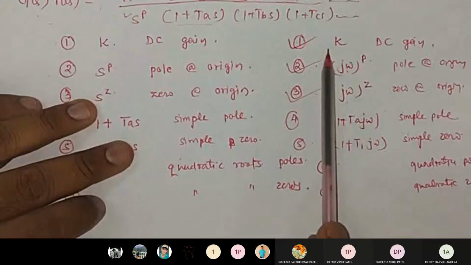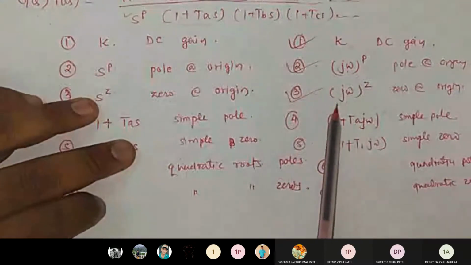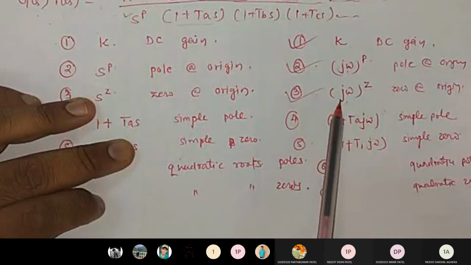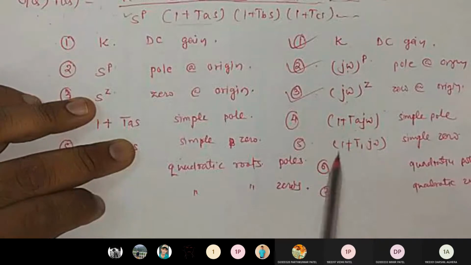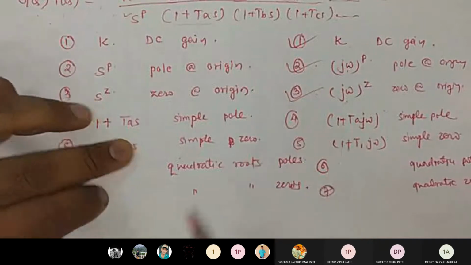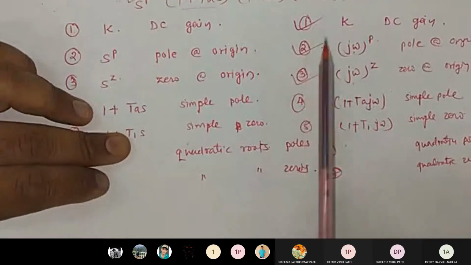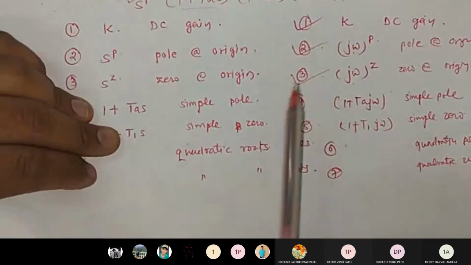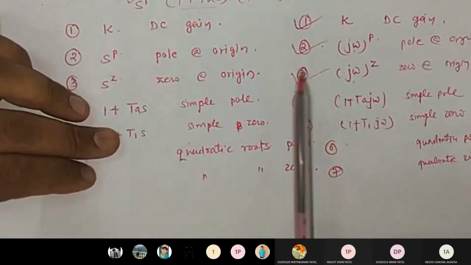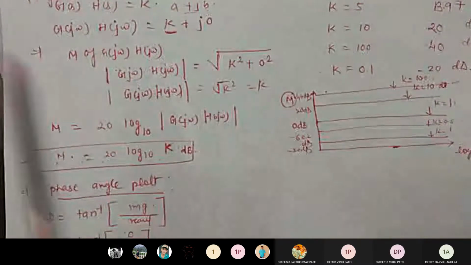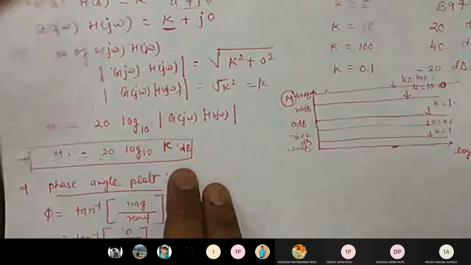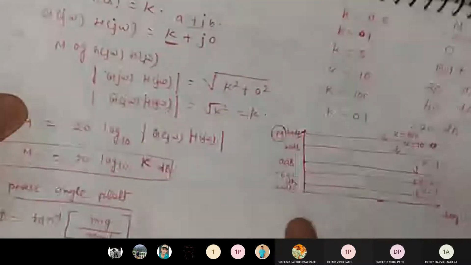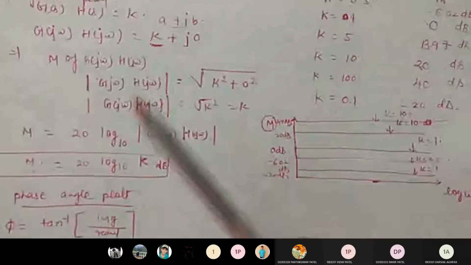Okay, so first one is the K factor, second one is your poles at origin, third one is your zeros at origin, another one is simple pole, and another one is your simple zero. So we have taken each and every case, and we will see what is the effect of this particular factor on the Bode plot and how we can plot it. So first we have taken this K factor. Okay, so this K factor is having this much impact.